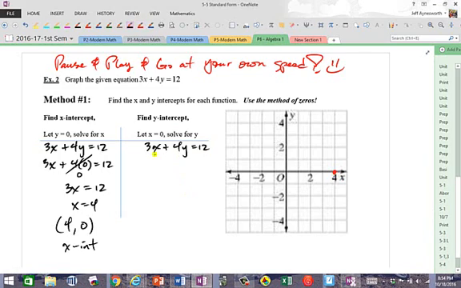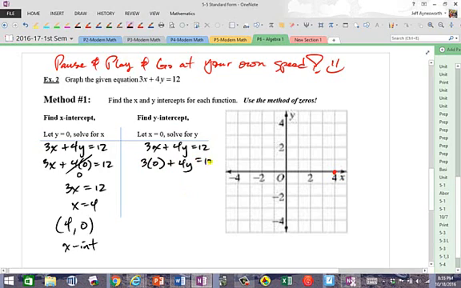Okay, I'm going to assume you're done now. So 3 times 0 plus 4y equals 12. 0 plus 4y, well, that's just 4y, and 4y equals 12, right? Well, 4 times 3 is 12, so y is 3. So my point is (0, 3). That's my y-intercept.